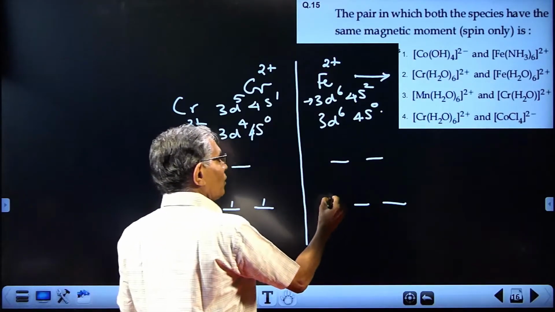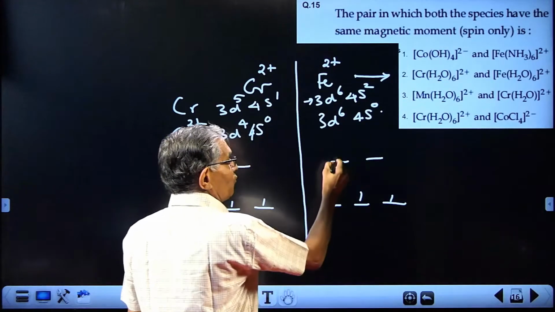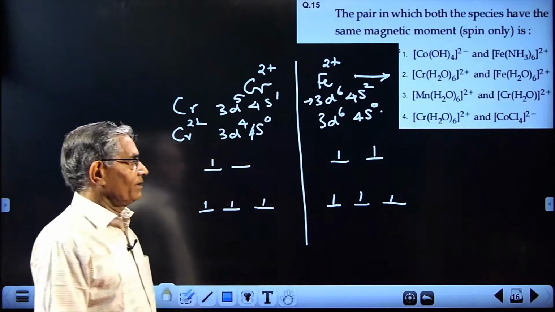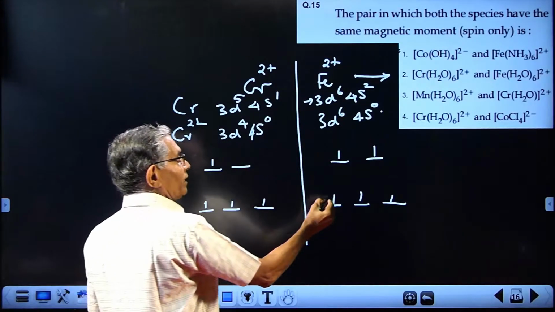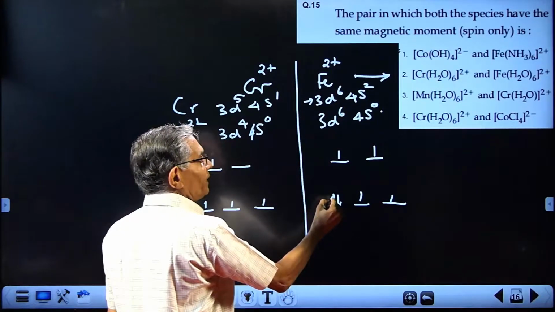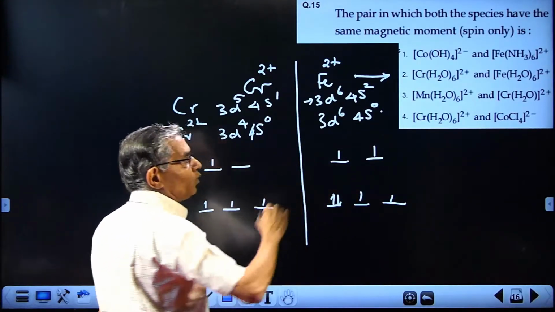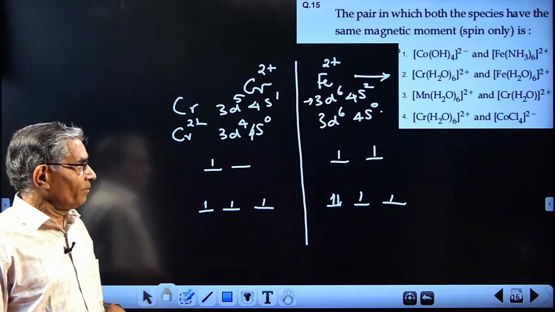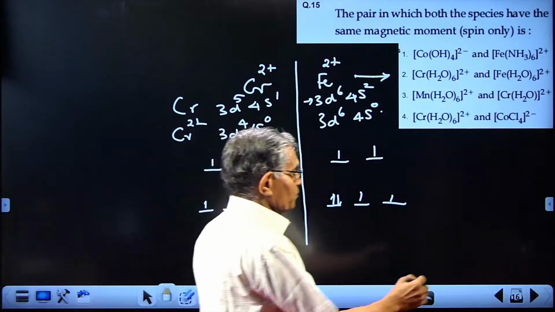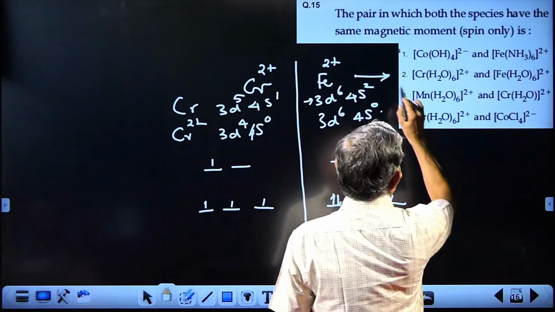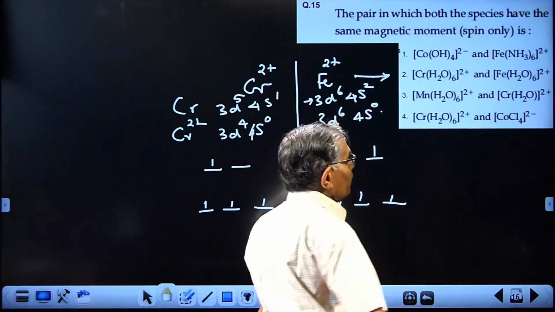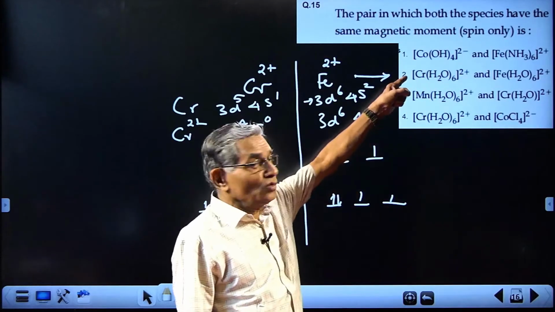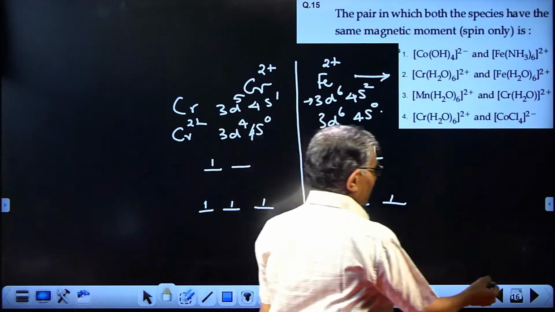But in this case also, 1, 2, 3, 4, 5. But where will the sixth electron go? That will go here, so that will be paired. So unpaired electrons are again 4. So they should have the same magnetic moment. That way you will get it. So your answer will be which one? 2. Similarly, you calculate the other cases, you will find this is the only possible answer. Answer 2.